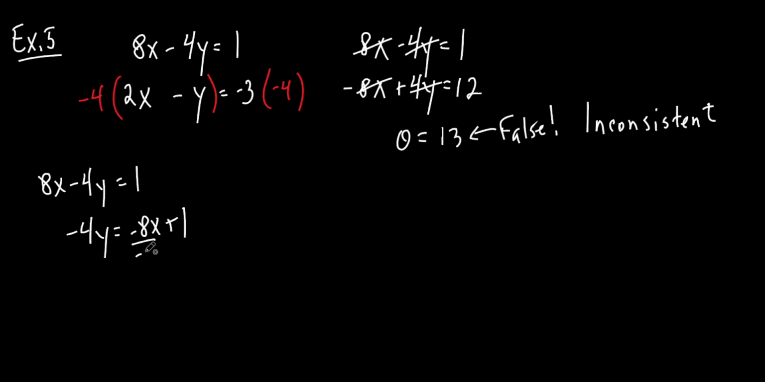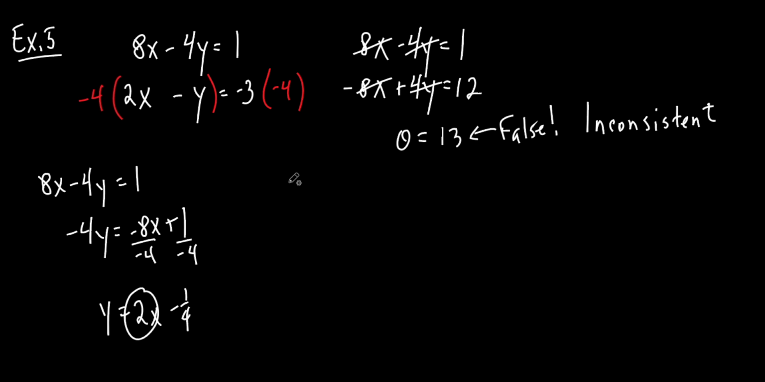Divide by -4. Really, all I care about is the slope anyway, isn't it? But let's just divide everything by -4. So what is this? Y equals what? 2x minus 1/4. What's the slope of that? It's 2. Let's do this one. Let's find the slope of this one.